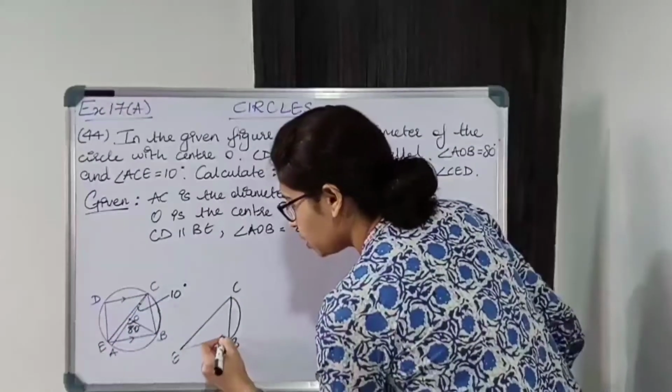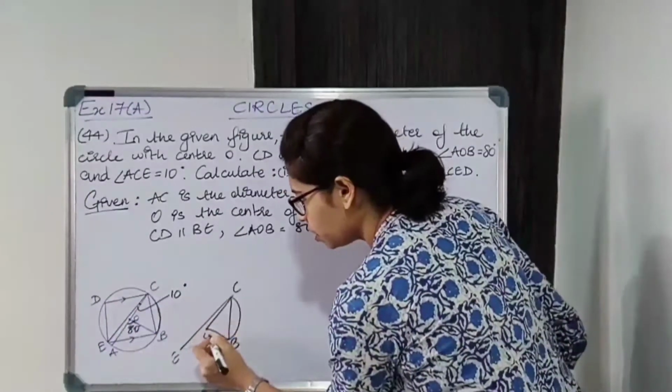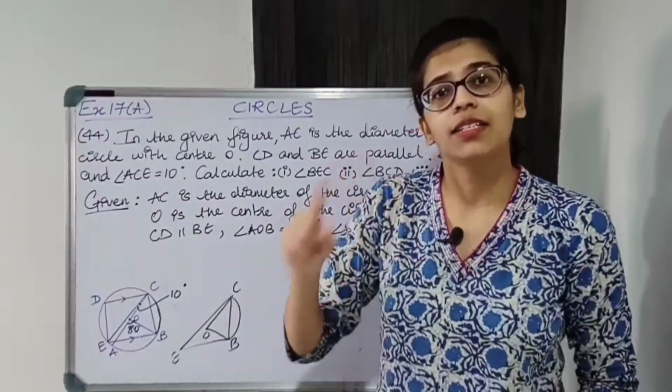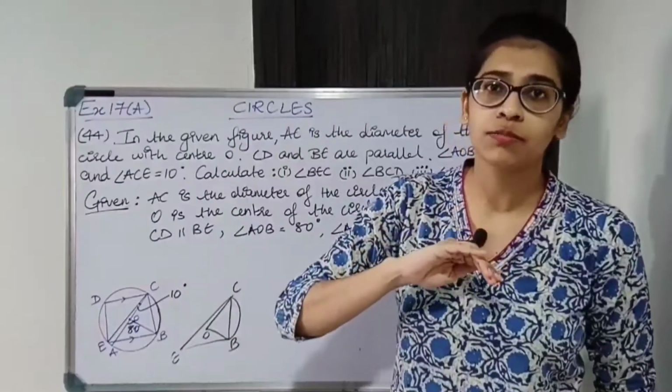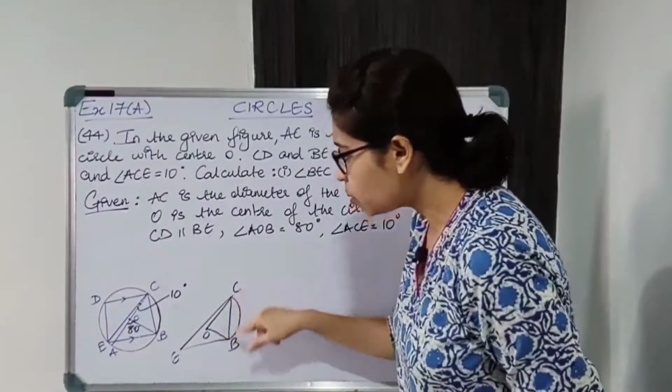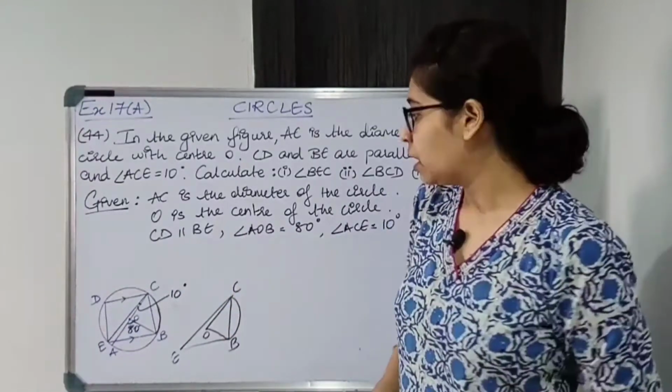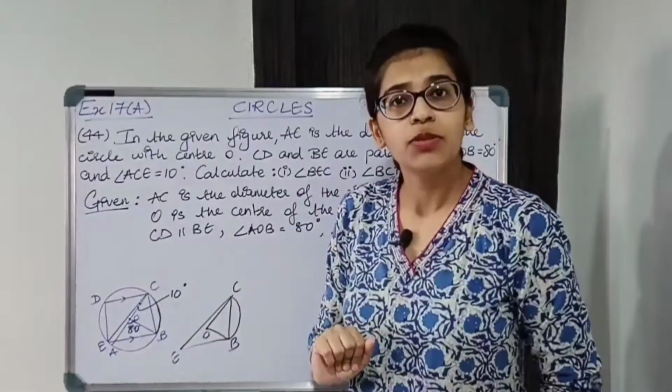So angle BOC is like this. This is at the center, this is at the circumference. So angle at the center is twice the angle on the circumference. So if I know angle BOC, I can find angle BEC. It will be half of it. Now can I find angle BOC?